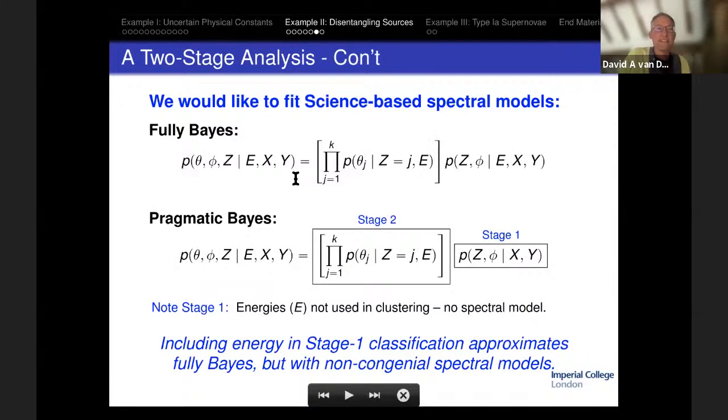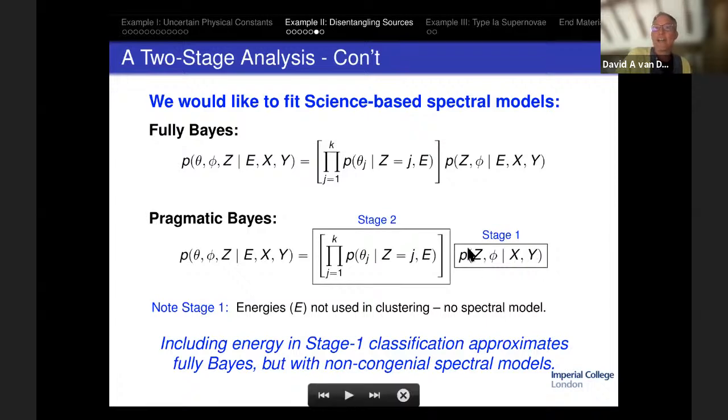So here I've just written that down again, the same factorization, and I want to compare that to what the pragmatic Bayesian analysis would do, which is essentially the same thing, except that in the pragmatic Bayesian analysis, I don't use the data in the second analysis, the energies, because I'm doing spectral analysis in the second analysis. I don't use that to update the output from the first analysis, which is the classification of the photon. And I don't use energy at stage one. I don't use the energy to classify the photon.